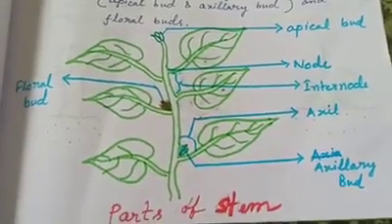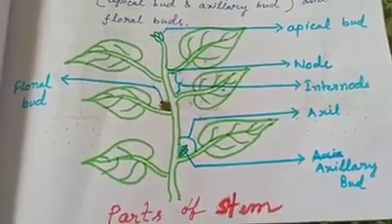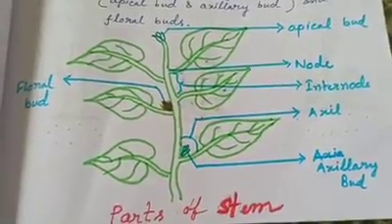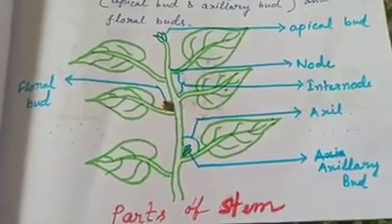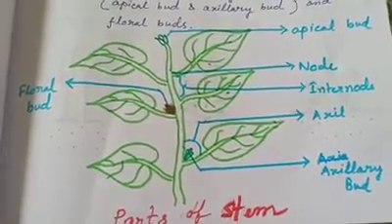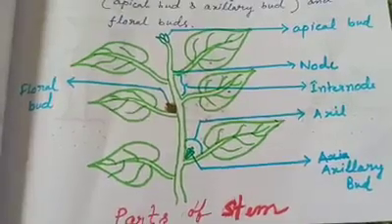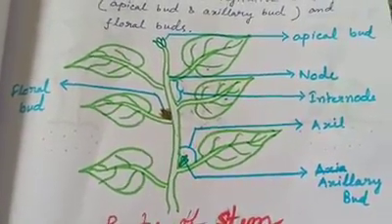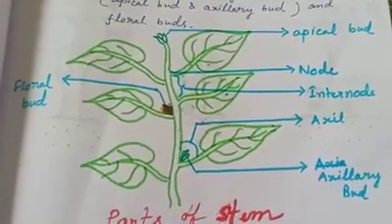In our previous class, we discussed the root system of a plant. In this class, we will discuss the stem of a plant, which is the next topic of your second summative examination. So, today's topic is stem.